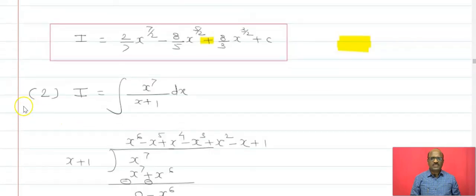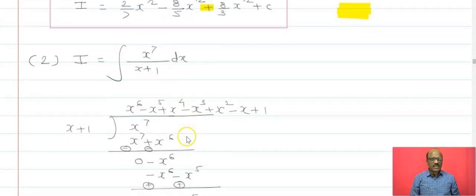Now the next question: I is equal to the integral of x raised to 7 upon x plus 1 dx. Now we will divide x raised to 7 by x plus 1. See this division. To get x raised to 7, we multiply x by x raised to 6. Now multiply this x raised to 6 with x plus 1.